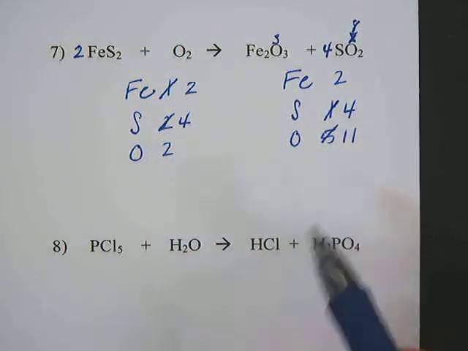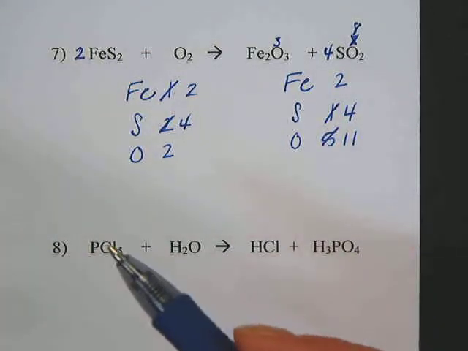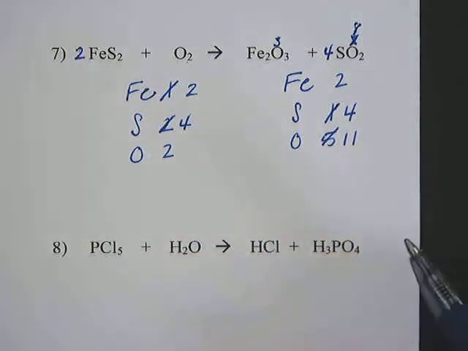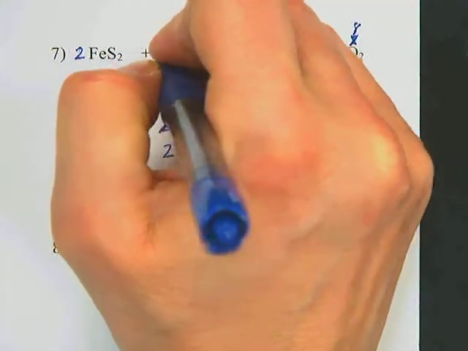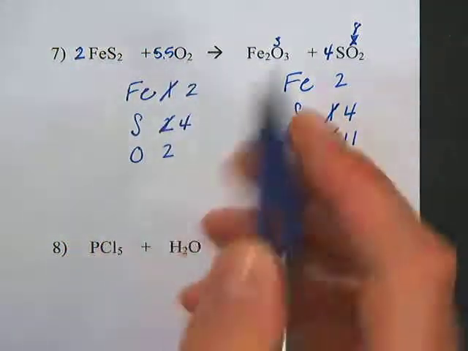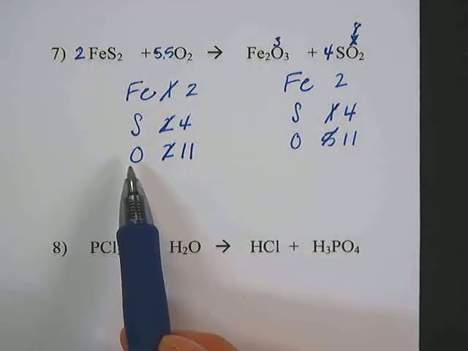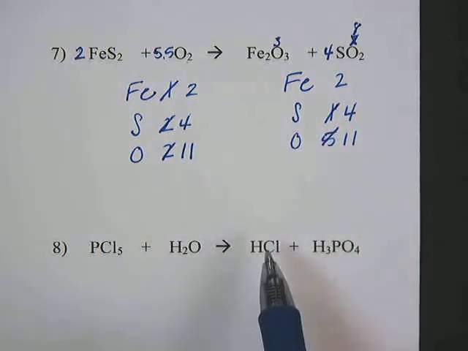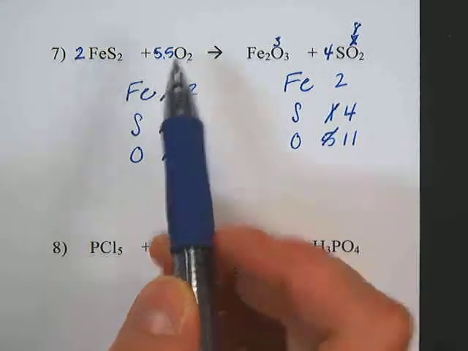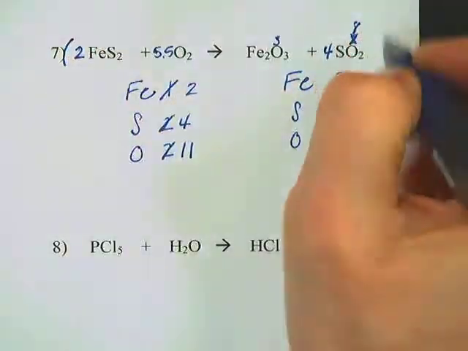So the iron and the sulfur are both balanced, and the oxygen is not balanced at all. So what we want to do is get it balanced. The easiest way to do that would just be to put a 5.5 in front of the O2, right? Because that would give us 11 atoms of oxygen on the reactant side as well as the product side. The problem is you can't have a half a molecule of oxygen. You can only have whole numbers as coefficients.